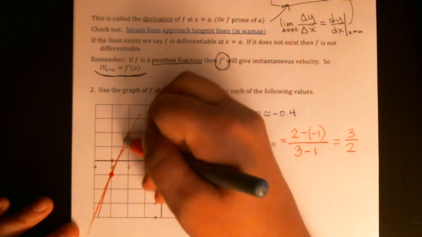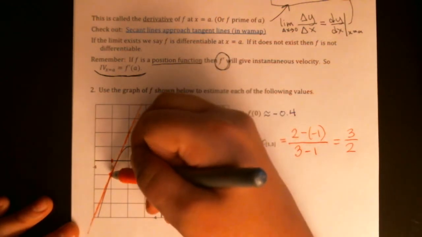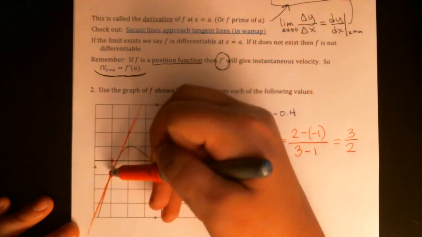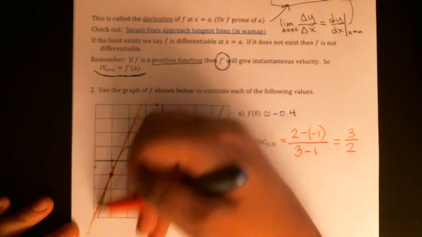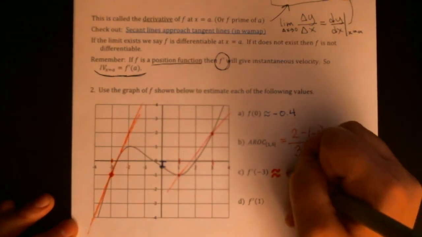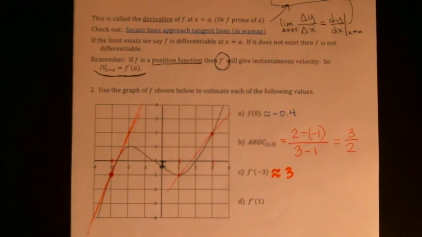What did I get? It looks like it's in the ballpark of 3. This one's sloping a little bit, but I would believe that. If I draw a line with a slope of 3 over 1, up 3, it looks like it does a pretty nice job of not crossing through and just matching that. So I'm going to say f prime of -3 is about 3. The slope of the tangent line when x equals -3 is about 3.